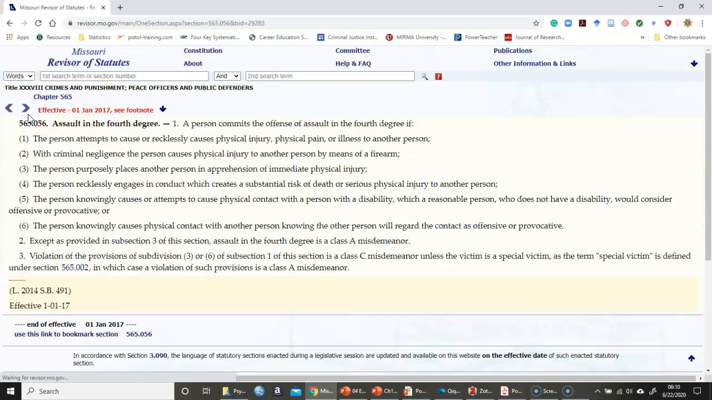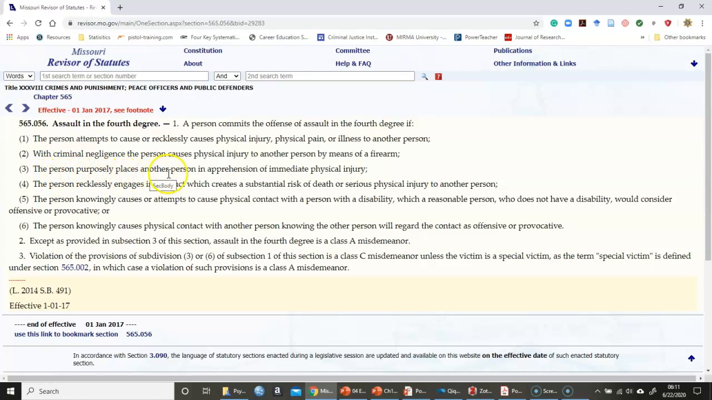Assault in the fourth degree is where we get into what we probably classify as simple assault, depending on where you live. So the person attempts to cause or recklessly causes physical injury, physical pain, or illness to another person. With criminal negligence, causes physical injury to another person by means of a firearm. Criminal negligence being the lowest culpable mental state. So if somebody says, this was an accident, well, we know it's a firearm. There was a risk and you didn't take that into account and you caused an injury.